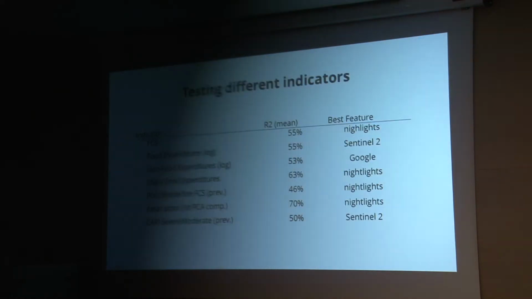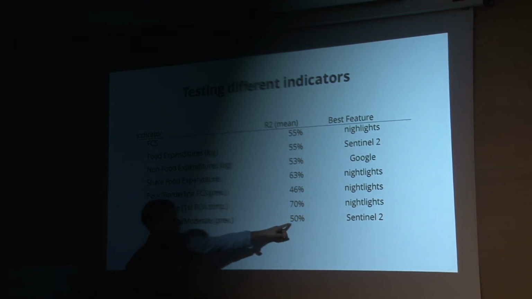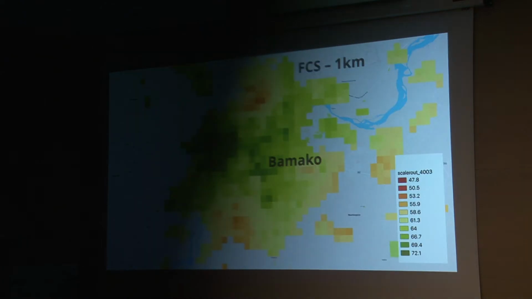We have tried to run the models directly on the CARI classifications, but the results are not as good as if you run them on share of food expenditures, for example. So you can try with everything, this kind of model. But as I said, the more poverty-related or long-term household status, the better you will get in the results.